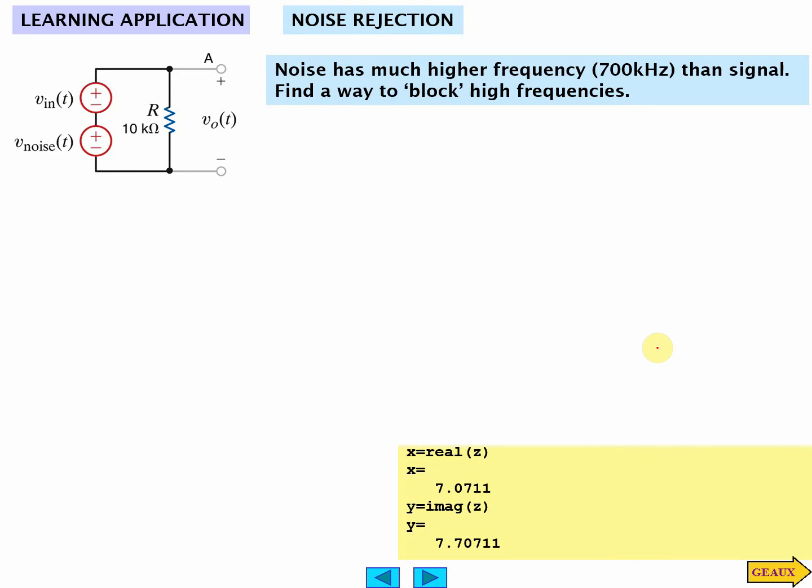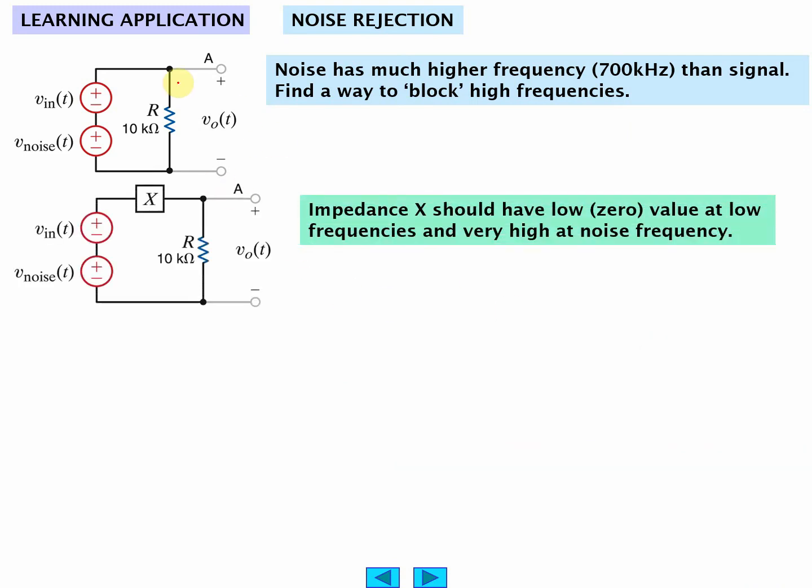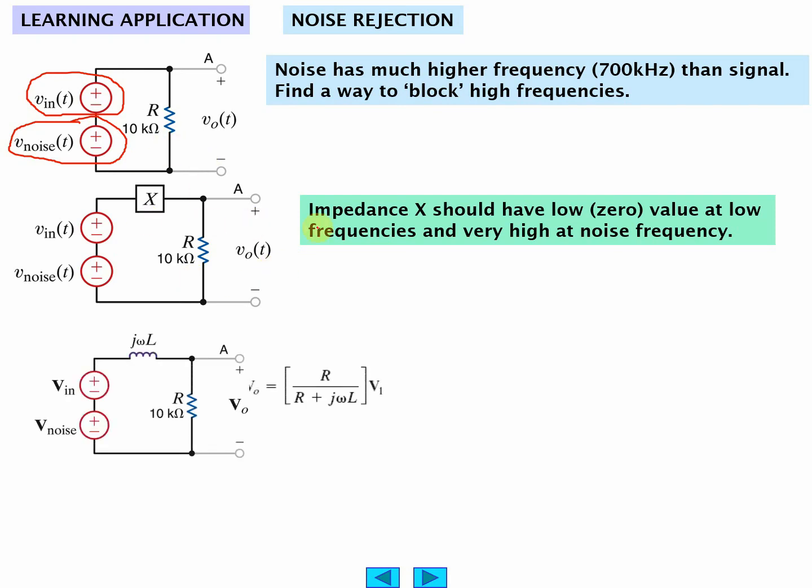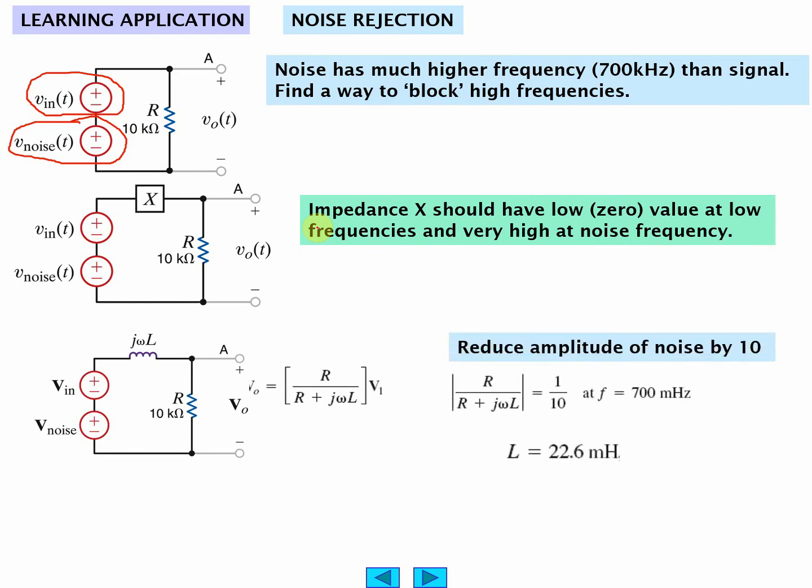Now, noise rejection. Multiple frequencies are good for analyzing noise. If you have noise at a separate frequency, you can use some sort of circuit to get rid of it. J omega L, for example, at that noise frequency, especially if it's larger than this voltage, then this will block it. This is a good blocker.